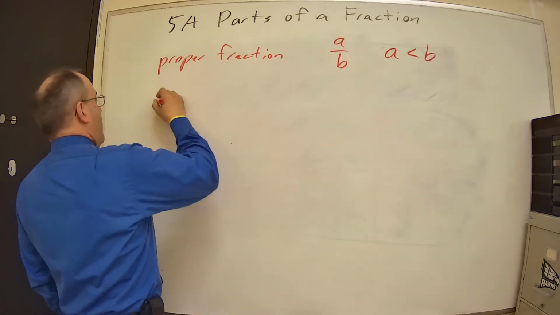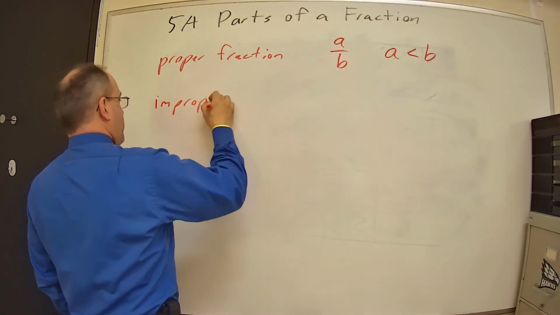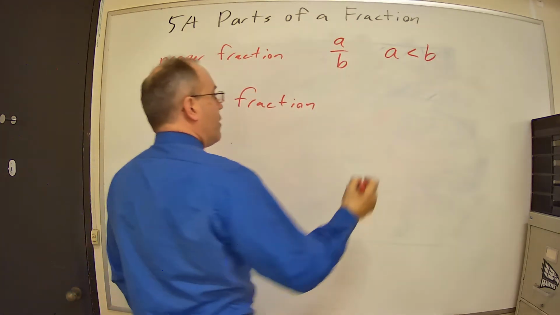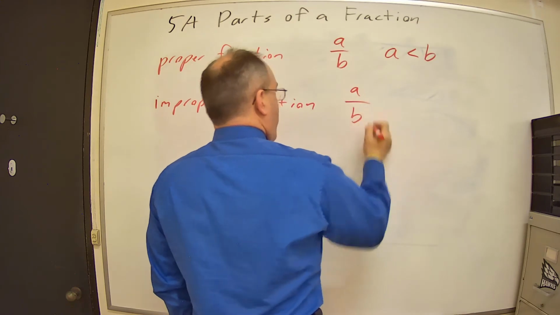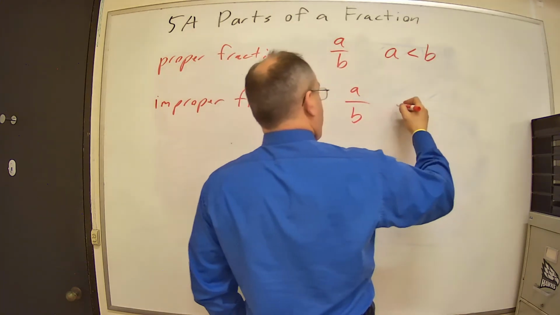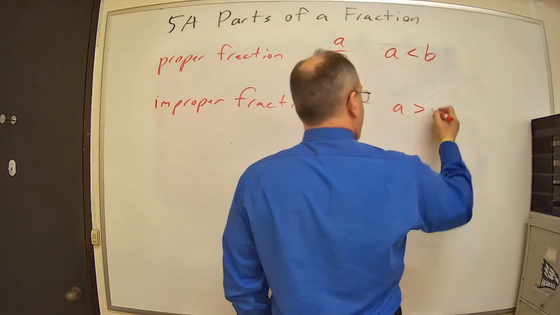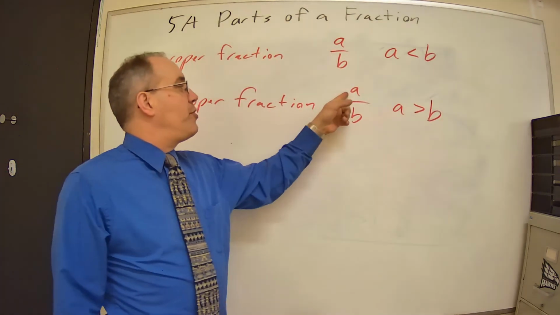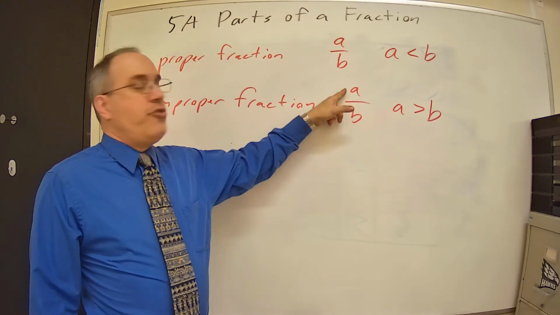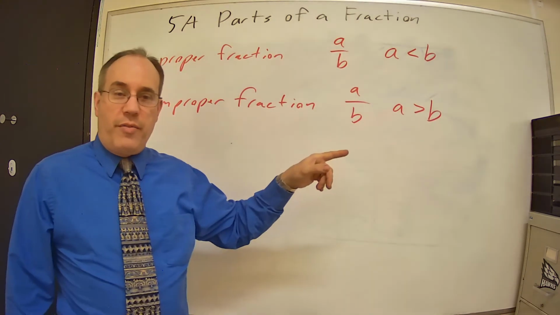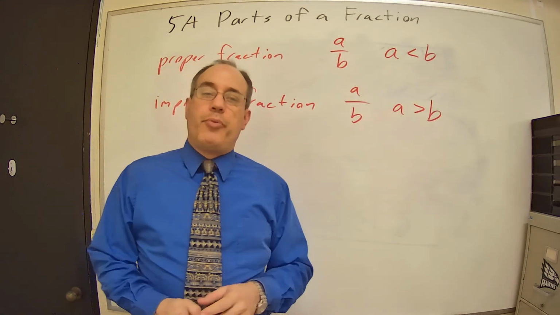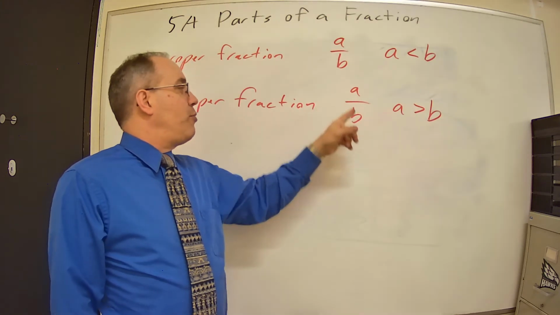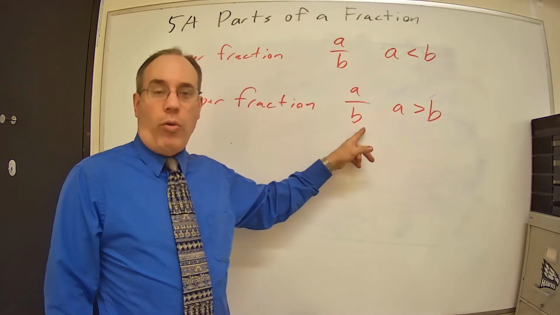An improper fraction, a fraction a over b, is where a is greater than b. So an improper fraction is a fraction where you have a numerator greater than a denominator. An improper fraction, because that means you have more pieces than what's necessary to make a whole.